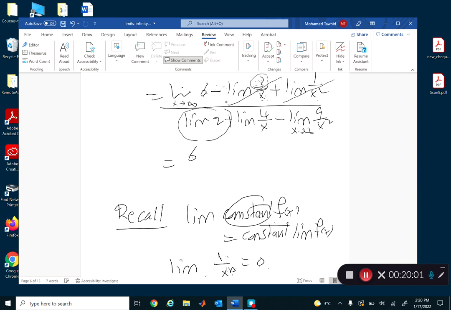What is the limit of the constant 2 here? Divided by 2, that's a constant. The limit of any constant is that constant. What is 4 over x? That is 0. 4 over 1 million, you get 0 when you use technology. Here, negative 9 divided by x squared, like 1 million squared, you get 0.